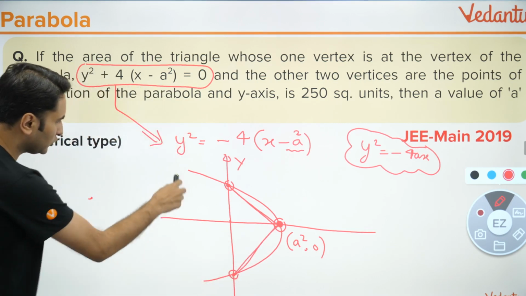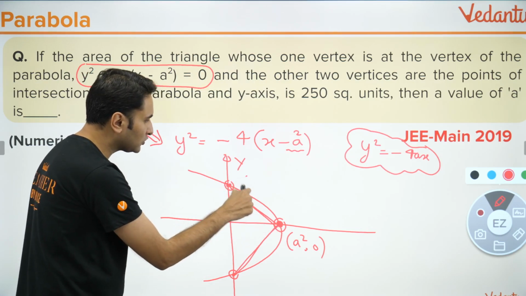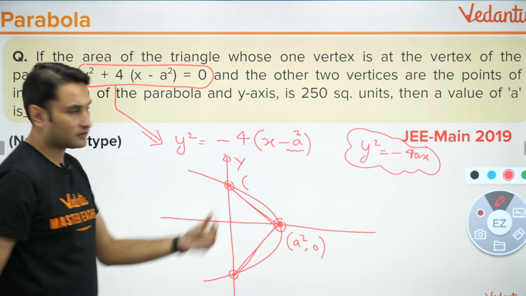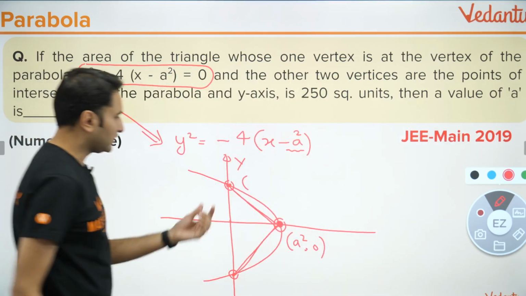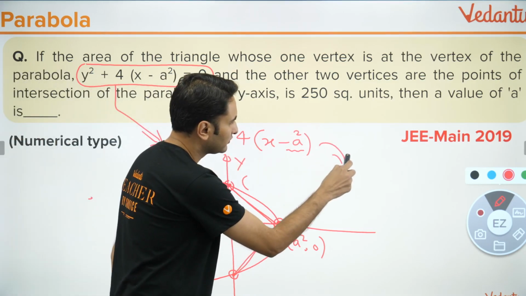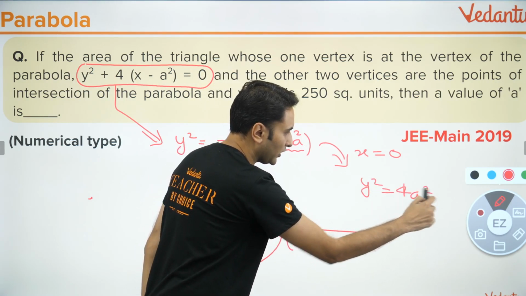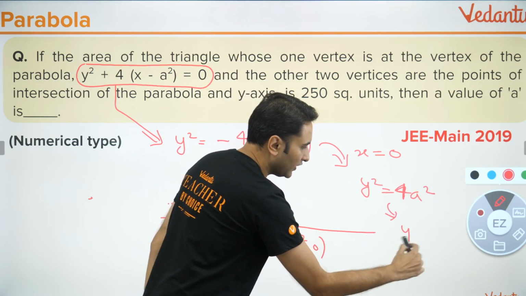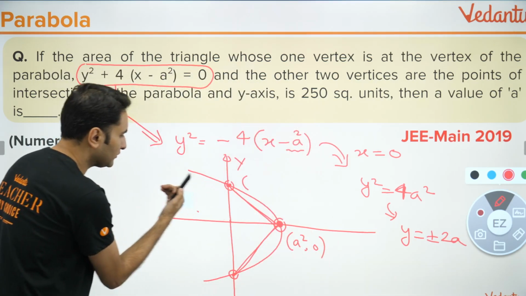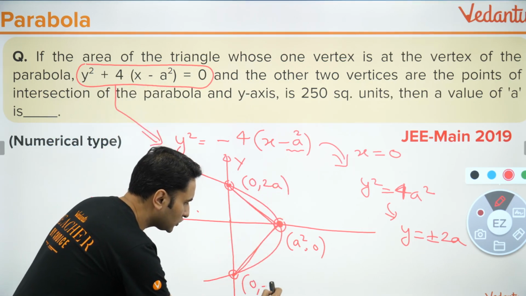Very simple. You know the equation of the parabola. You know this point. Can you find out this point, bachcho? So simple. Just put x equal to 0 in this. क्या हो जाएगा? At y-axis, x is 0. When you put x is equal to 0, y square is equal to 4a square, which implies y is equal to plus minus 2a. So this point becomes what? This becomes 0 comma 2a, and this becomes 0 comma minus 2a.